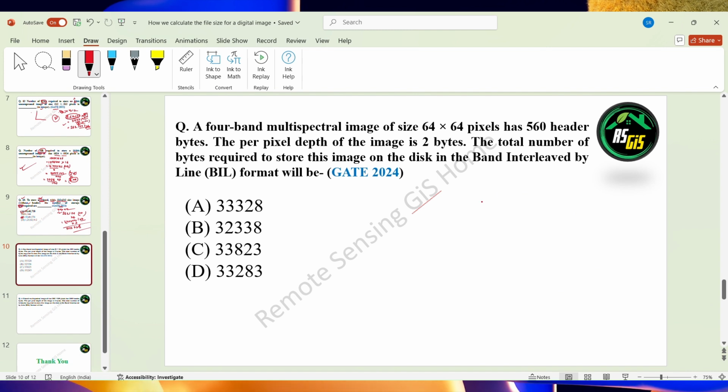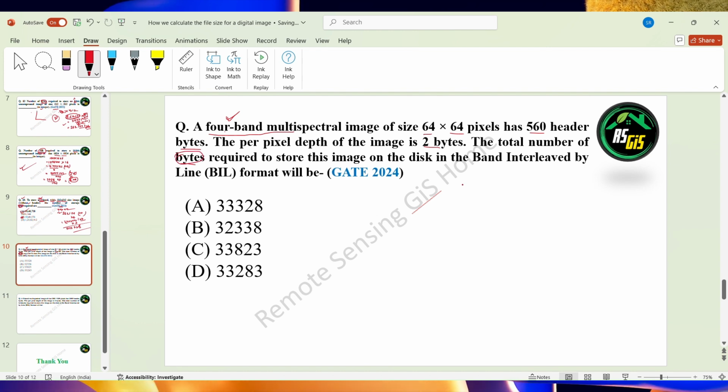Last year, in 2024, a question was asked. Here they mention a 4-band image, and the calculation is similar to the last question. The image size was given as 64 into 64, and it has 560 header bytes, which is an extra thing here. The pixel depth of the image is 2 bytes. The total number of bytes required is the answer, so they need the answer in bytes.